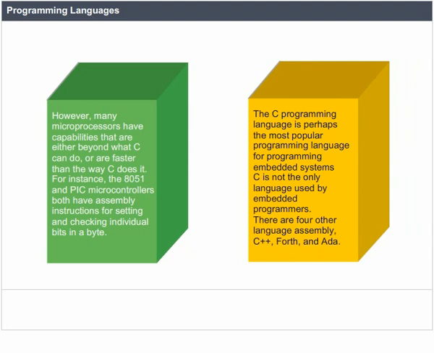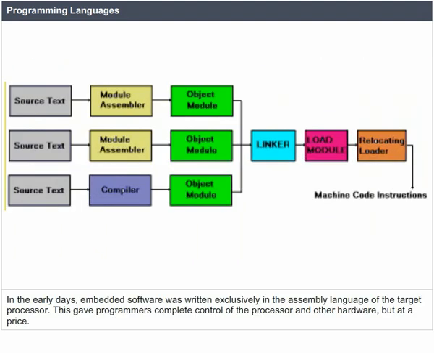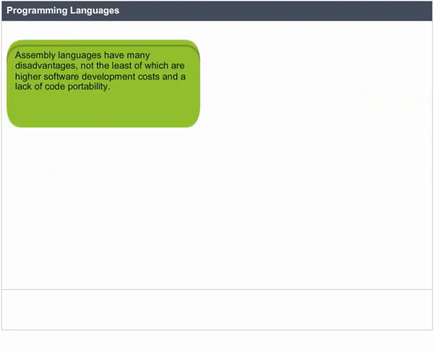There are 4 other languages: assembly, C++, Forth, and ADA. In the early days, embedded software was written exclusively in the assembly language of the target processor. This gave programmers complete control of the processor and other hardware, but at a price. Assembly languages have many disadvantages, not the least of which are higher software development costs and a lack of code portability.